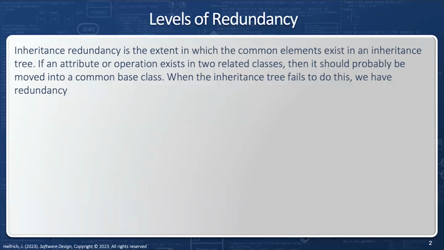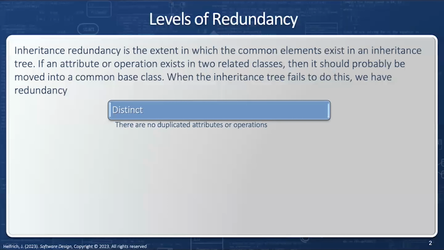Inheritance redundancy is the extent to which common elements exist in an inheritance tree. If an attribute or operation exists in two related classes, then it should probably be moved into the base class. When the inheritance tree fails to do this, we have redundancy. So it turns out we have several levels of this redundancy.